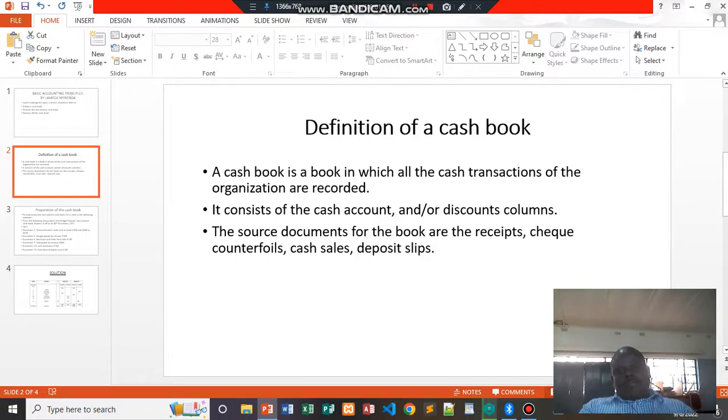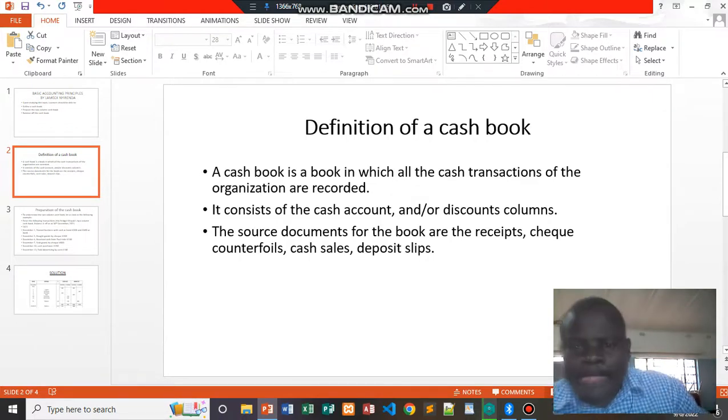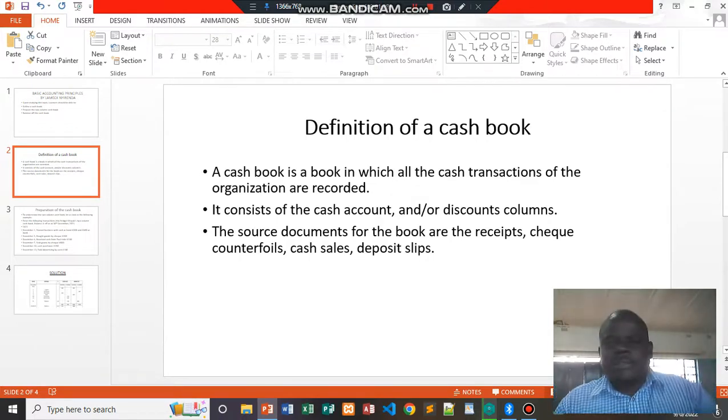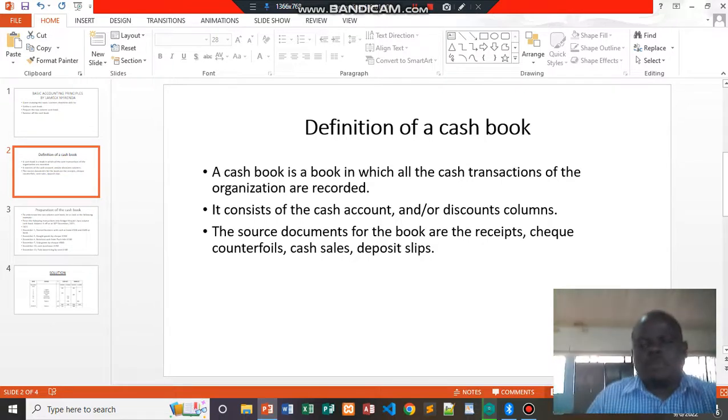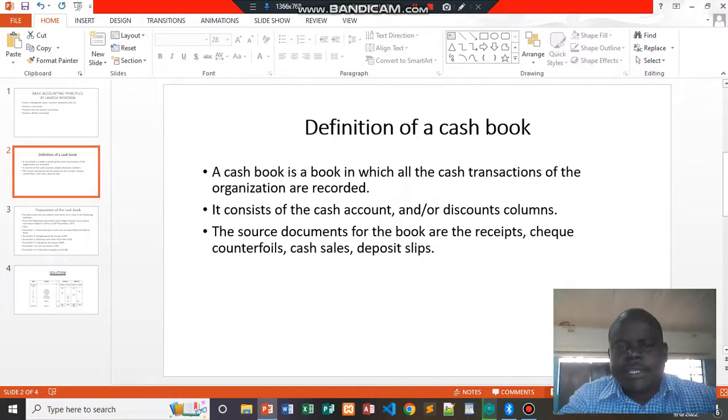Now the cash book, by its nature, consists of what we call a cash account, a bank account, and the column for discounts. The discounts only affect the three-column cash book, which we'll be looking at in the next lesson. For now, we will concentrate on the cash account and the bank account, because these are the two accounts that form what we call a two-column cash book.